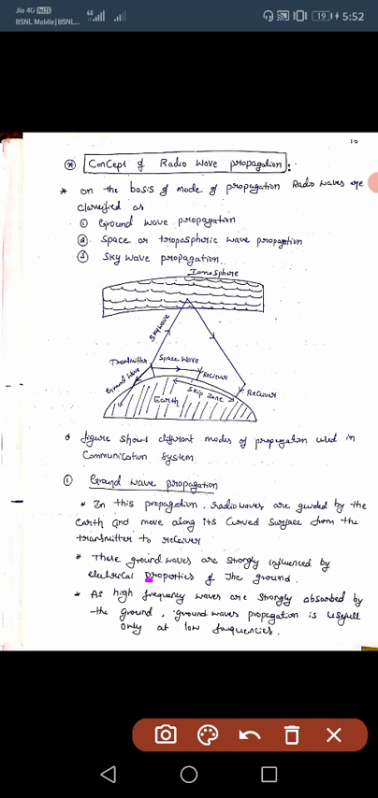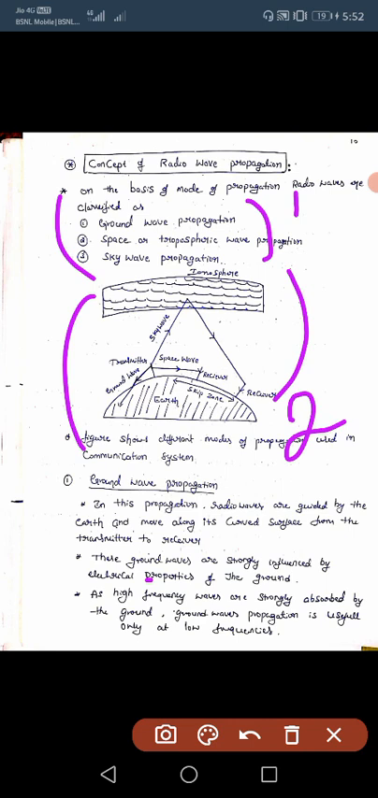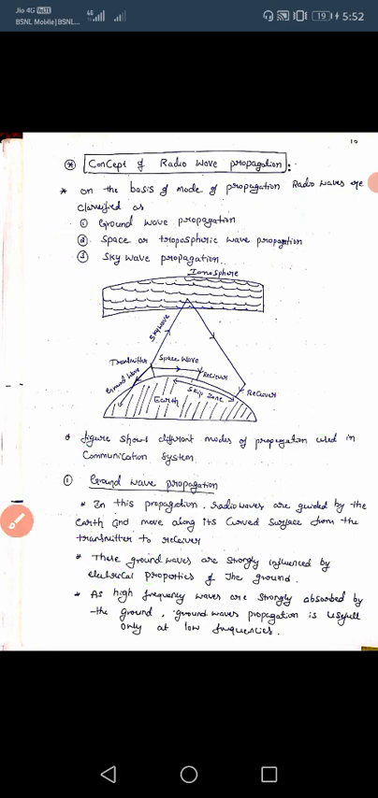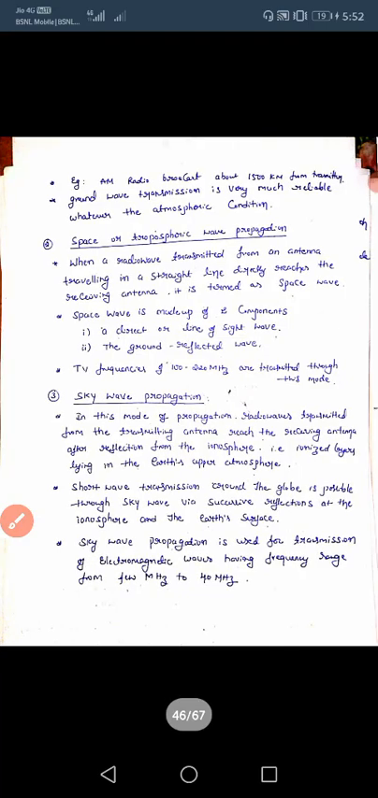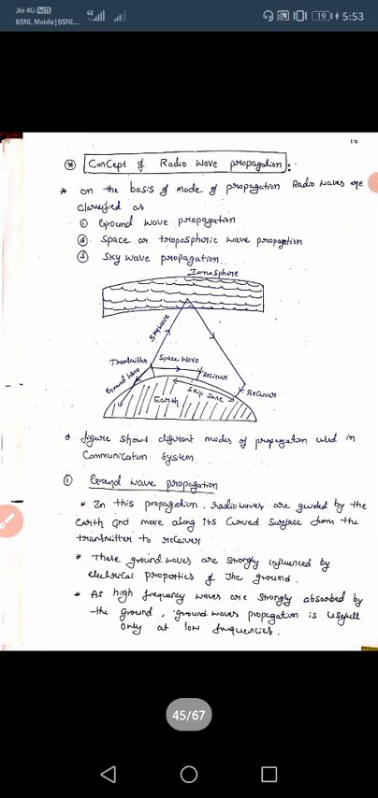Very good. So if you write this, you will get 1. If you write this diagram, you will get 2. And ground wave propagation explanation, 2. Like this, the next explanation, space wave and sky wave. The explanation probably will have 3 marks, diagram 2, and listing out 1. So totally 6. Okay, that's what the question is.